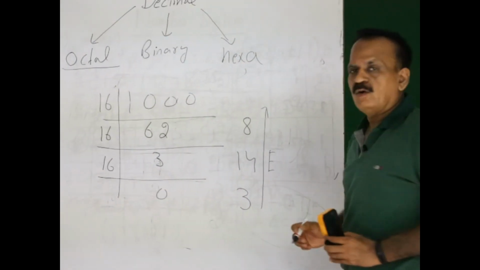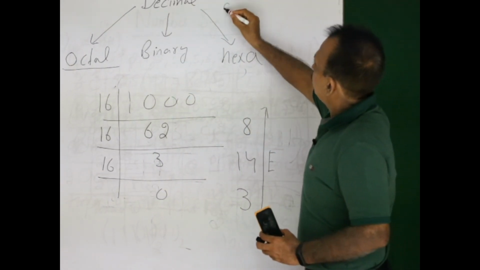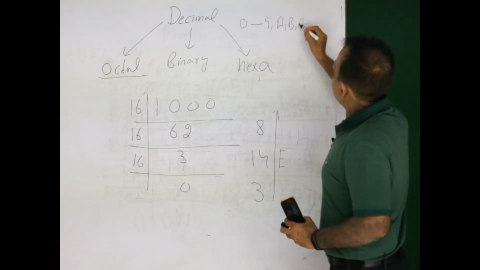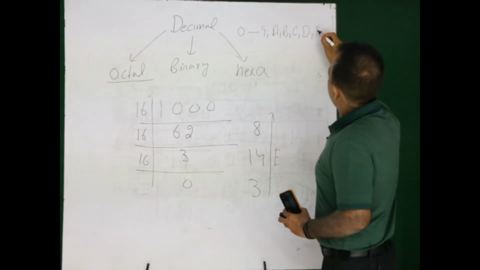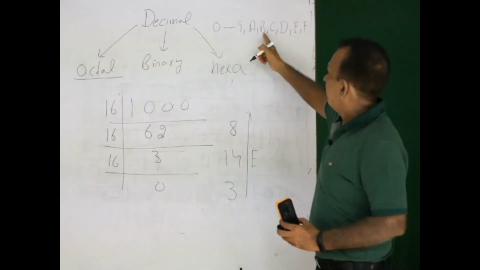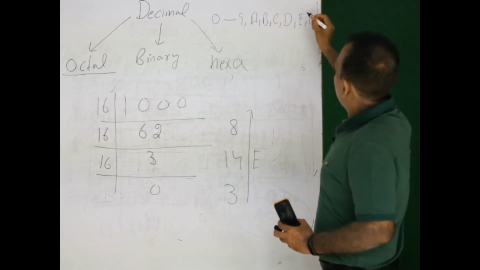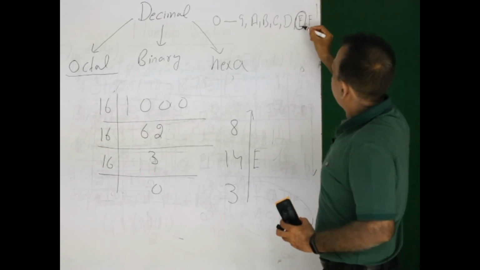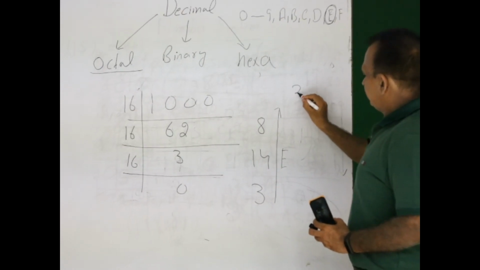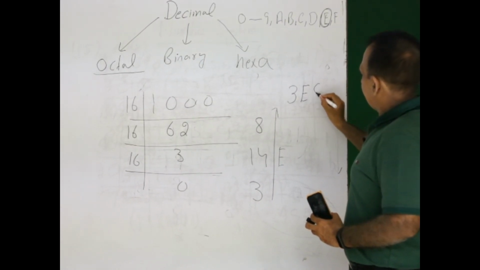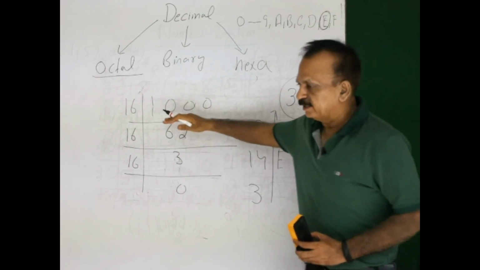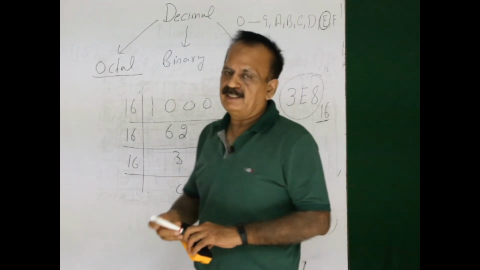Now, how am I writing E? I said the hexadecimal digits are 0 to 9, then A, B, C, D, E and F, representing 10, 11, 12, 13, 14, and 15. 14 is represented by E. That is why I am writing E here. So, the number is 3, E and then 8. This is the hexadecimal number which is equivalent to this particular decimal number.